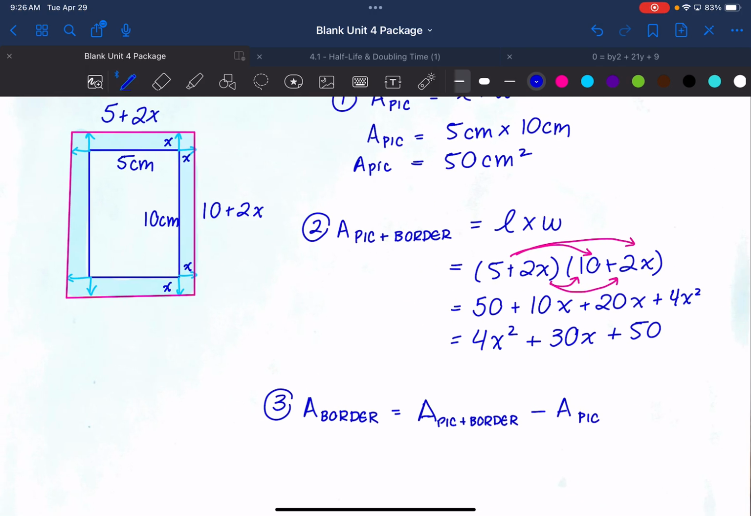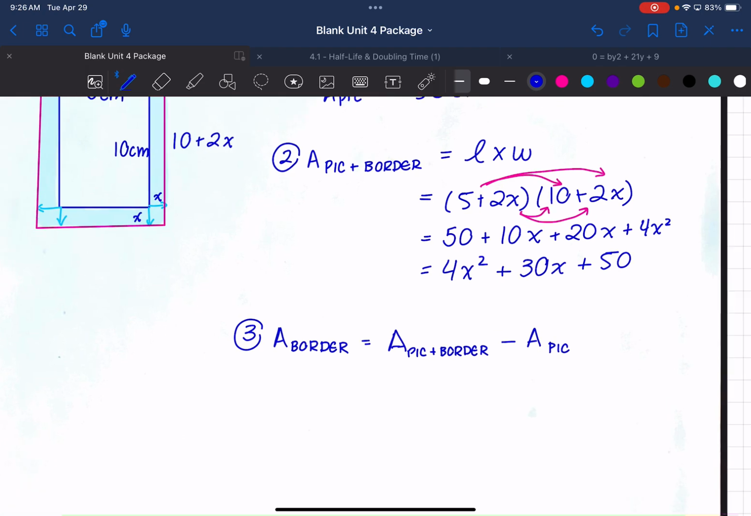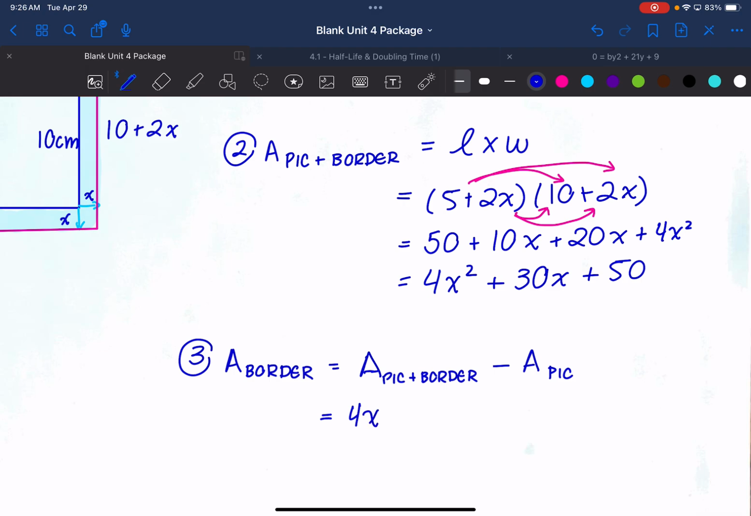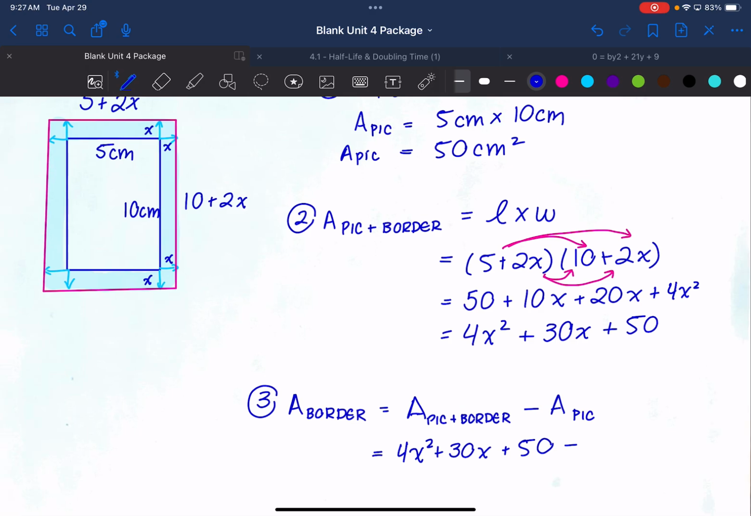So I'm doing the whole big rectangle, that pink outline, minus the rectangle in the middle, the picture, and that'll give me the shaded blue area. So I'm just subtracting them from each other. So I'm going to take the 4x squared plus 30x plus 50, and then I'm going to minus the area of the picture, which is just 50.